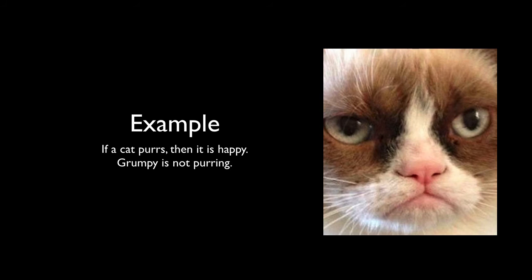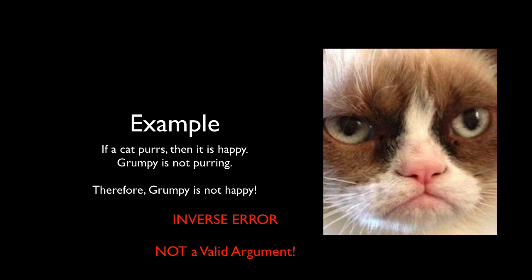One last example along this line. If a cat purrs, then it's happy. Grumpy here is not purring. Can we conclude that Grumpy is not happy? Well, no. We have just shown that the negation of the hypothesis was true. That does not mean that the negation of the conclusion is also the case.